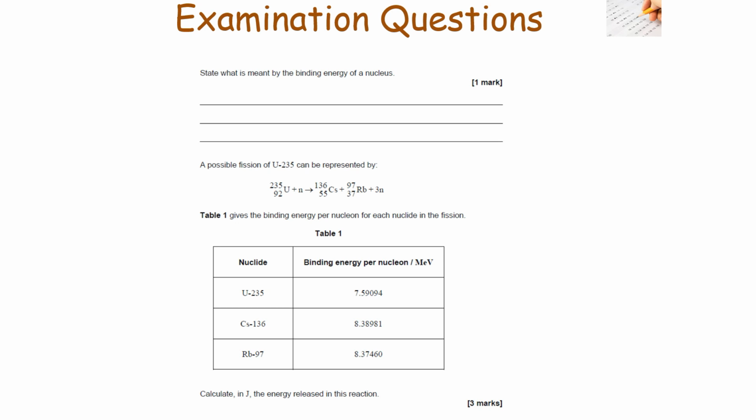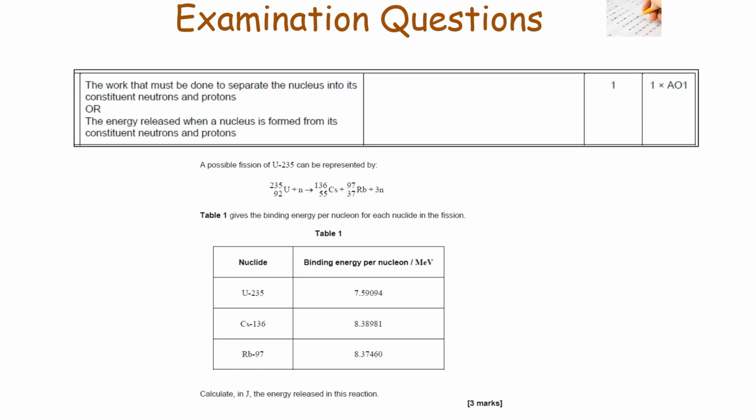Right, the first one's a very interesting one because it's just a definition you've got to learn. So the binding energy is the work that must be done to separate the nucleus into all of its separate nucleons, its neutrons and protons. Remember, even though it's called binding energy, it's the energy to separate all the nucleons. Or you can think of it as the energy released when a nucleus is formed from its constituent neutrons and protons.